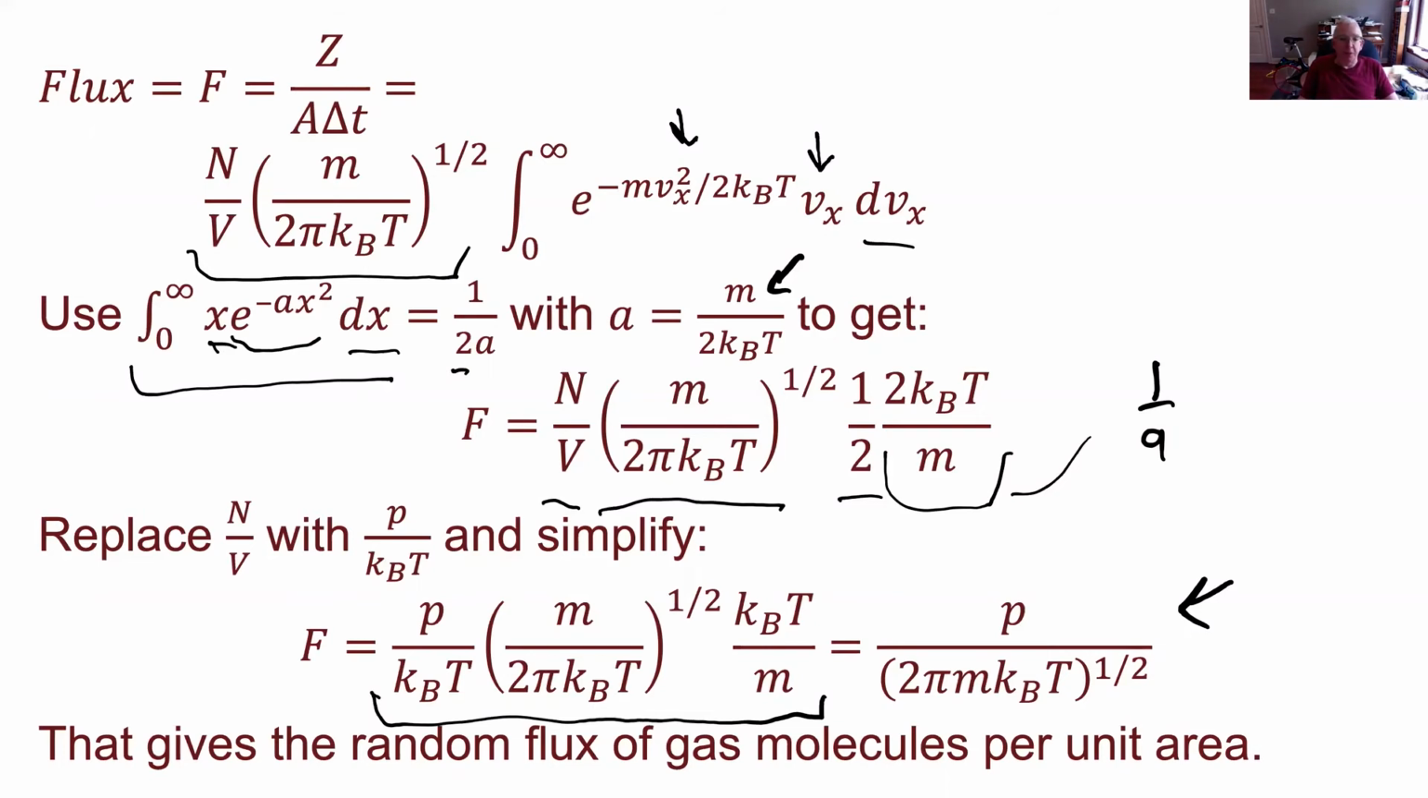So that equation gives me the random flux of gas molecules per unit area. That's going to have units of molecules or collisions, say, per unit area per unit time. So if I was in SI units, this would be in 1 over meters squared and seconds, say. So it's the number of things striking a particular area in a particular time.